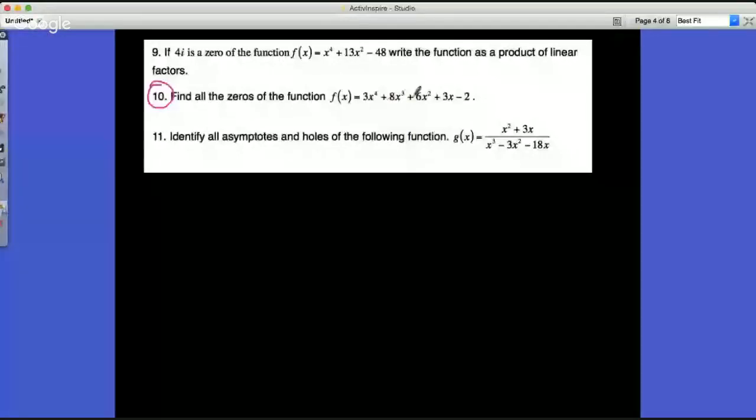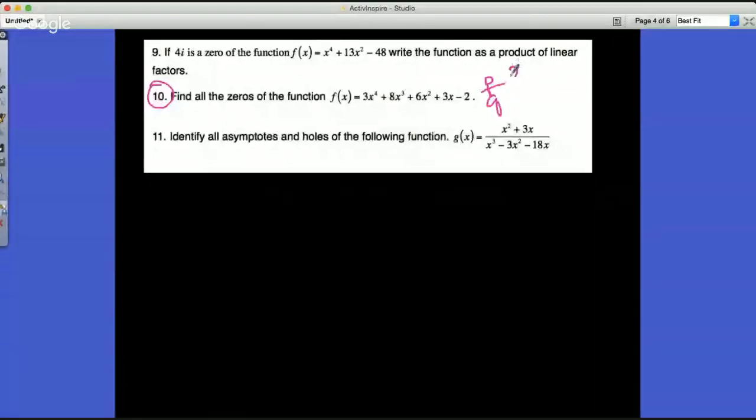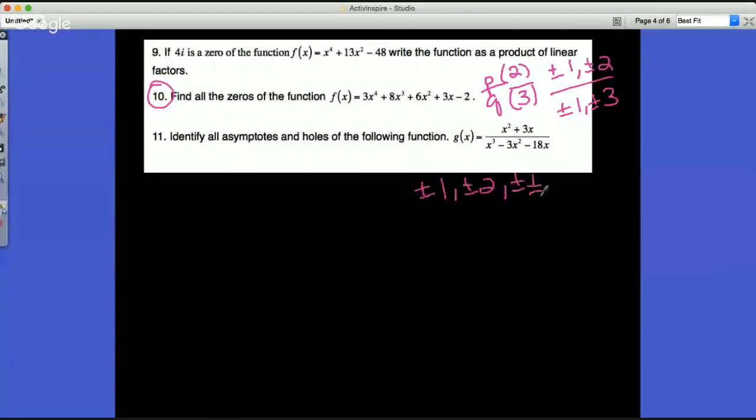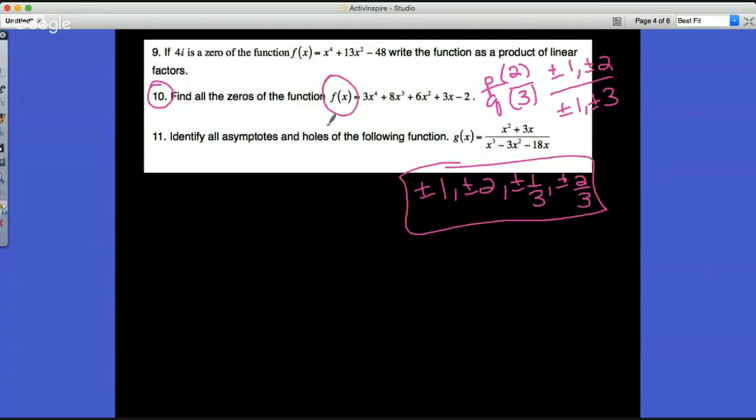To do P over Q, again, remember P would be the 2 in this case, plus or minus 2 for the possible zeros. The bottom is plus or minus 1, plus or minus 3. So each part goes with possible zeros: 1, 2, 1/3, 2/3. Any of these 4 right here are sufficient for what we could try for zeros on number 10.